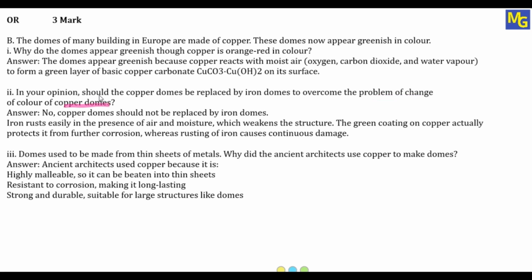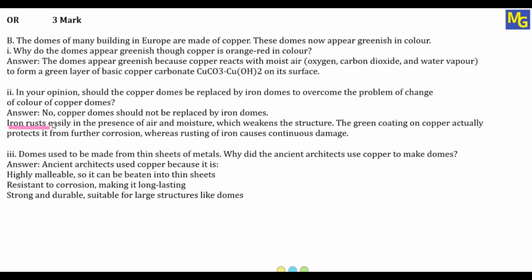So question number 2 is, if the copper domes are changing the color to greenish, then should we replace that copper with iron? Actually the answer is no, because even iron undergoes corrosion. So no, copper domes should not be replaced by iron domes. Iron rusts easily.